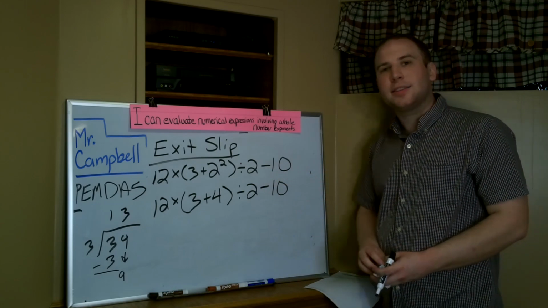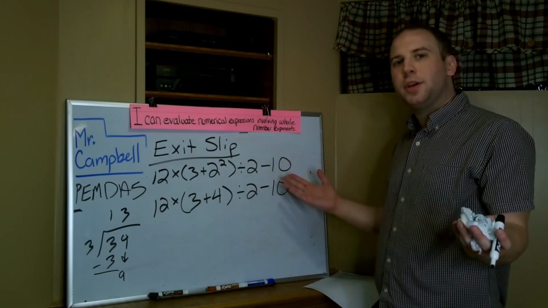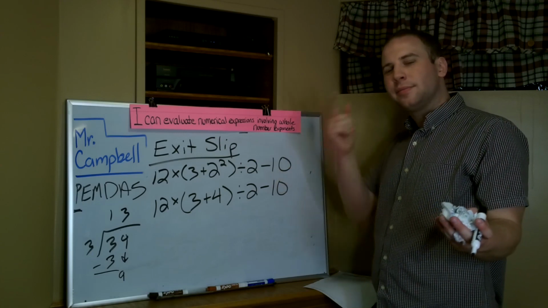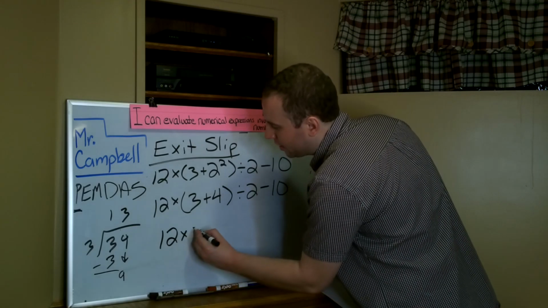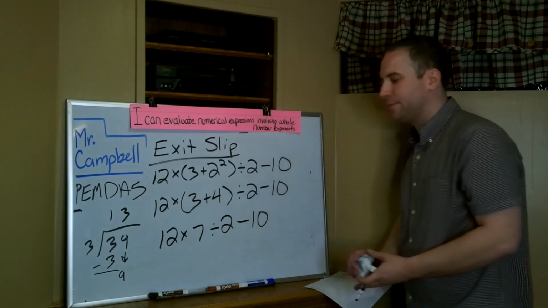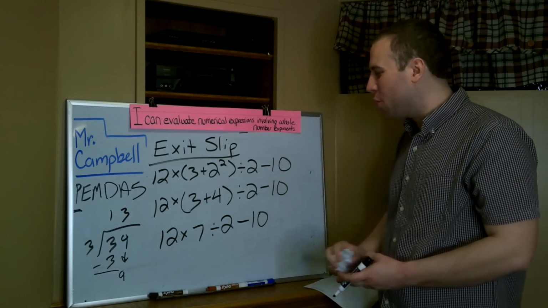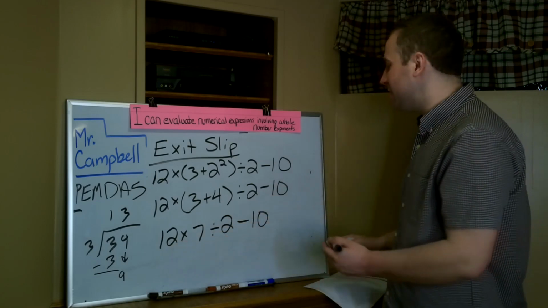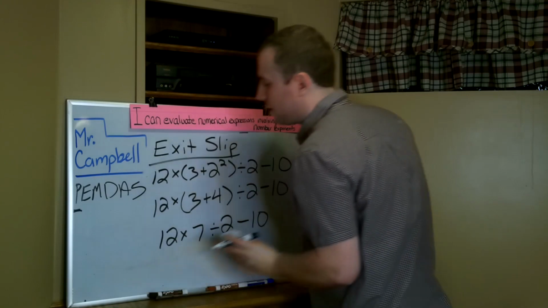Okay, what's next? Well, we still have that parentheses, so we have to do 3 plus 4. 3 plus 4 is what? 7. You are correct. So, 12 times 7 divided by 2 minus 10. What's next? Multiplication. You are correct. 12 times 7. Let's go ahead and do that.